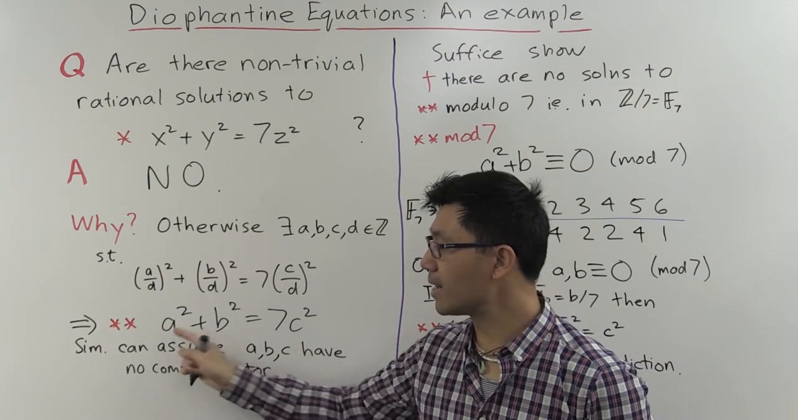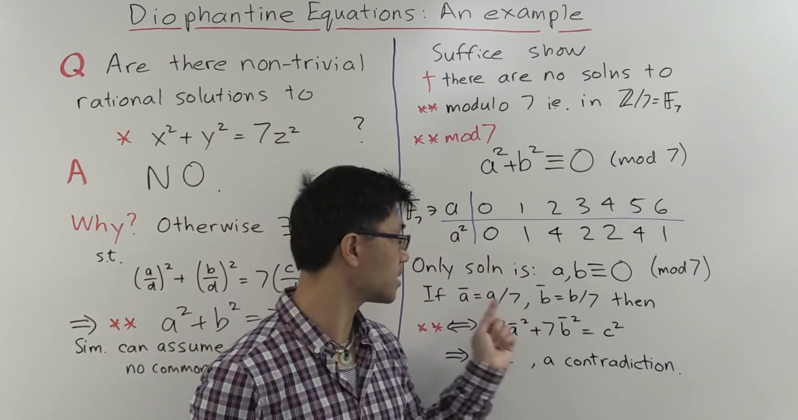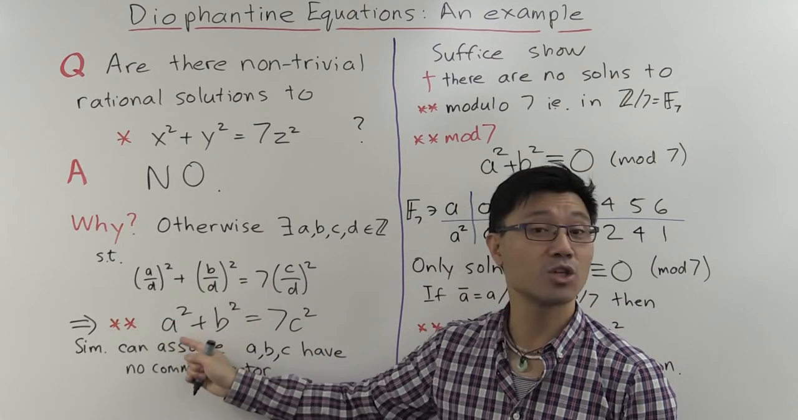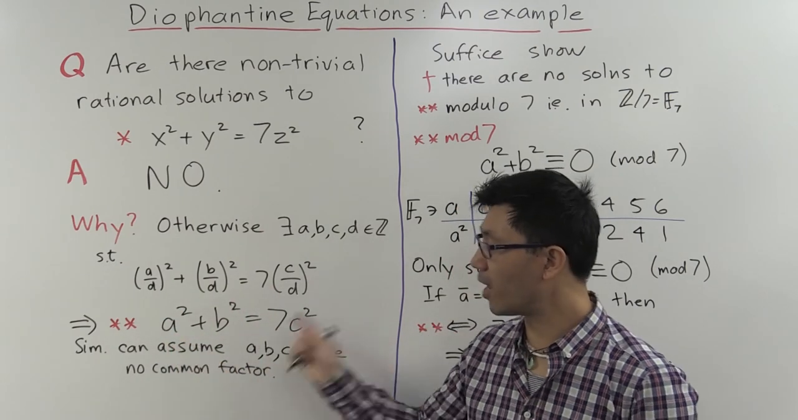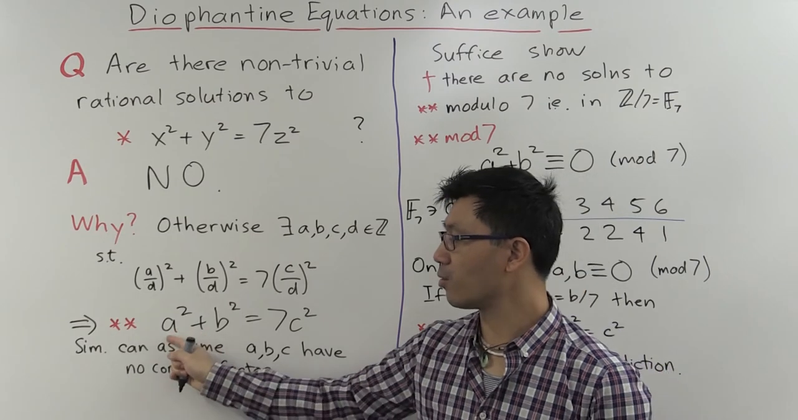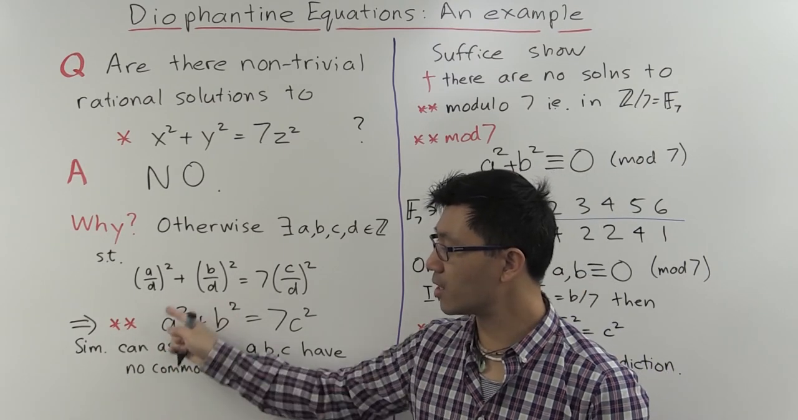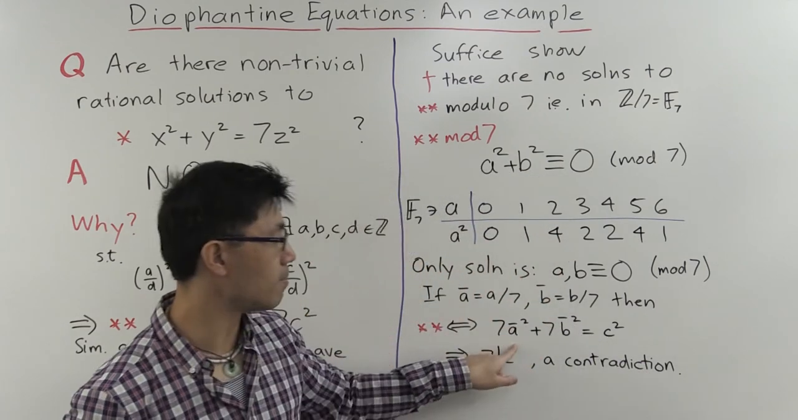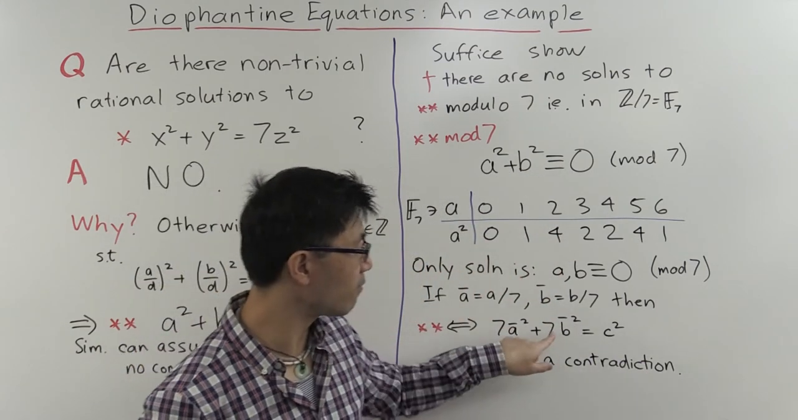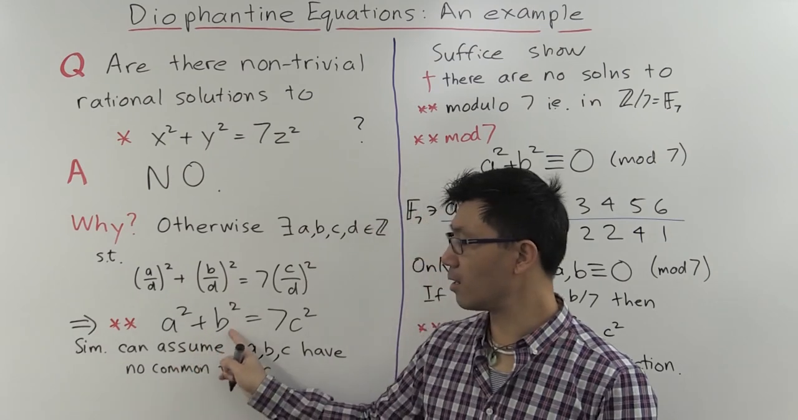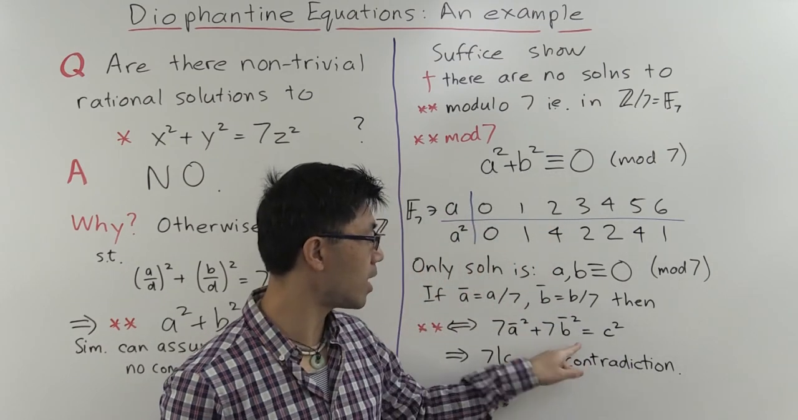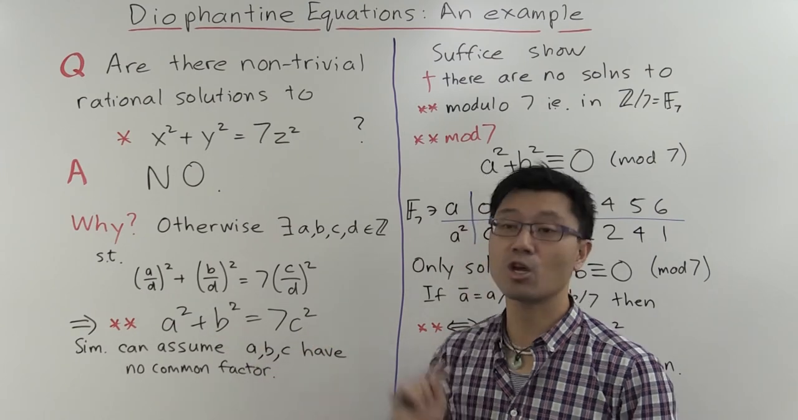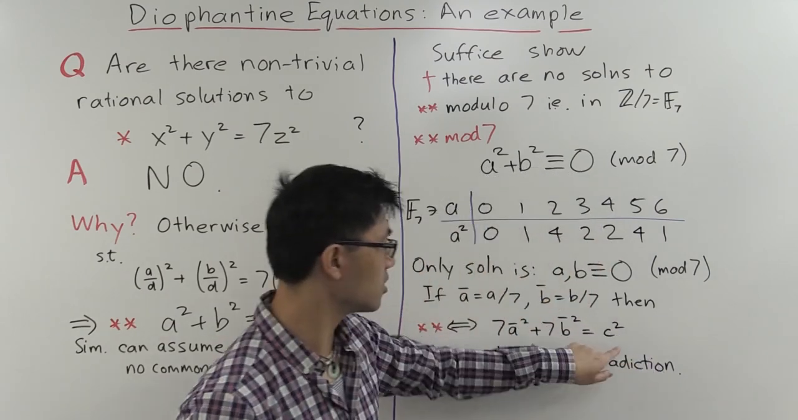So remember, a now is a multiple of 7, it's 7 times a bar. So we can take this equation, rewrite it in terms of a bar and b bar, and divide it by 7. So a was 7 a bar, so when you square that, you get 49 a bar squared, divided by 7, you get 7 a bar squared. And similarly for the next term, the b squared over here, that becomes 7 b bar squared. And you divide this equation by 7, so the last term is c squared. So there's your c squared.